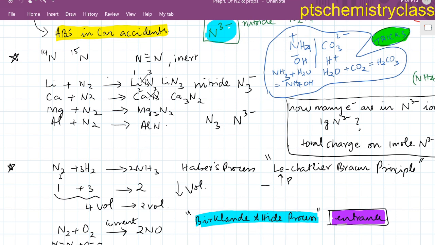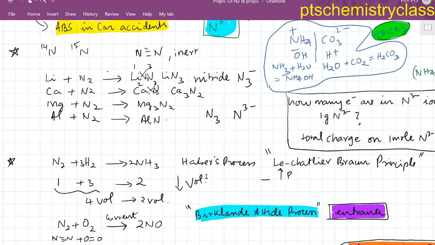Then reaction with the non-metals. When nitrogen reacts with the non-metals, it forms ammonia, Haber's process. This we are going to see in detail: the preparation of ammonia and what are the conditions required for that.